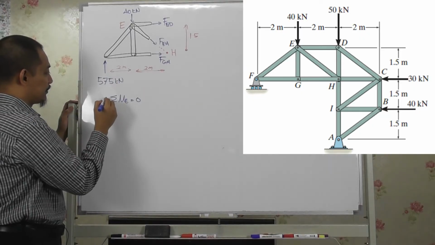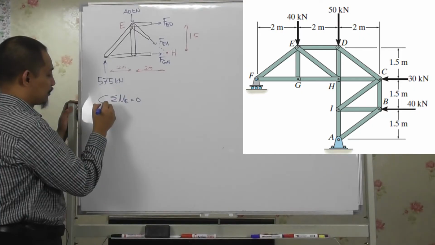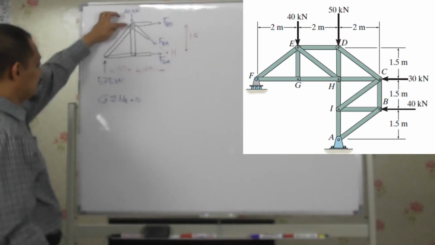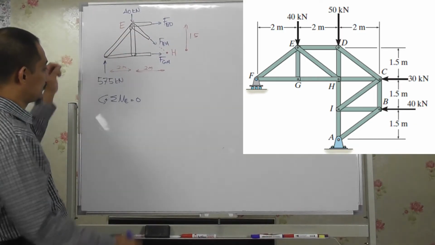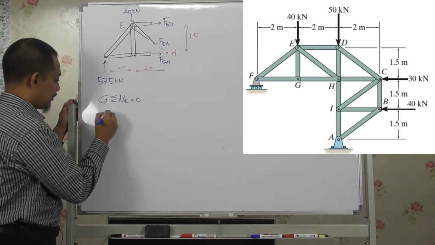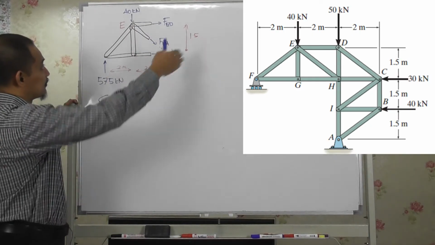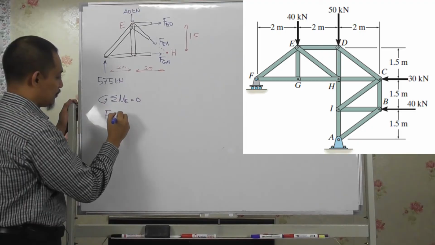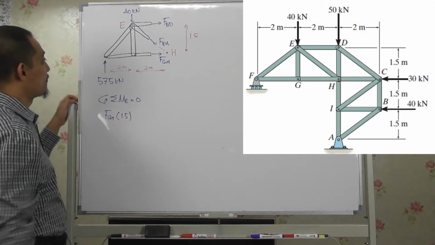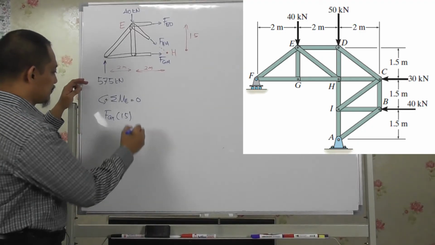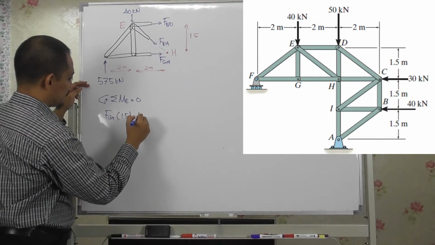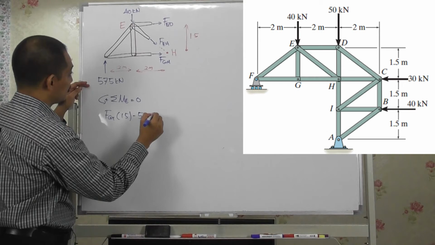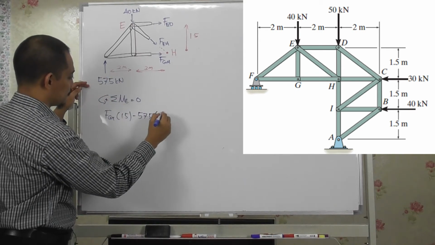If I take counterclockwise as positive, right? So I take about E equals 0, so this one goes through E, this one goes through E, so I only have FGH. So FGH is counterclockwise with distance of 1.5, and then I also have this one, so this is clockwise, so minus 57.5, a distance of 2.0.